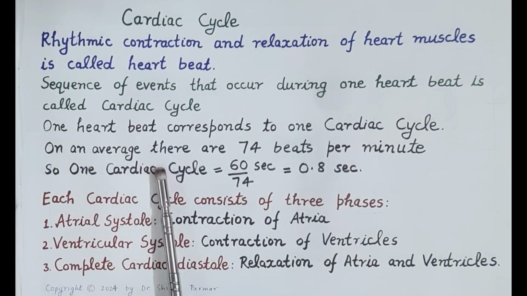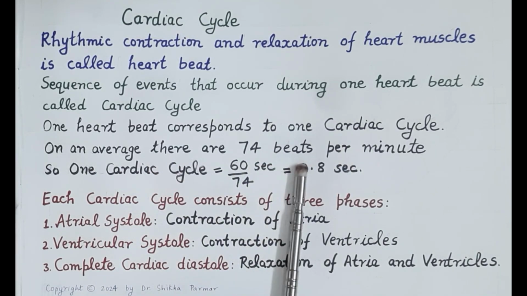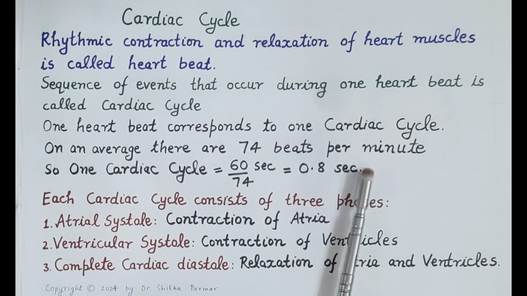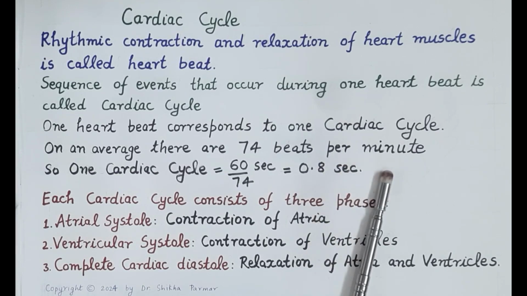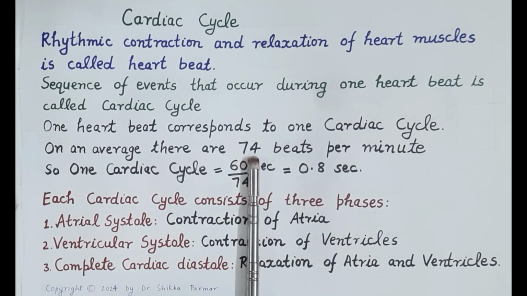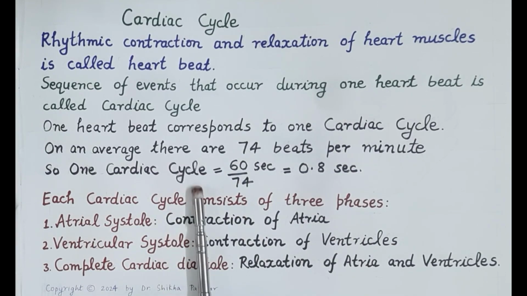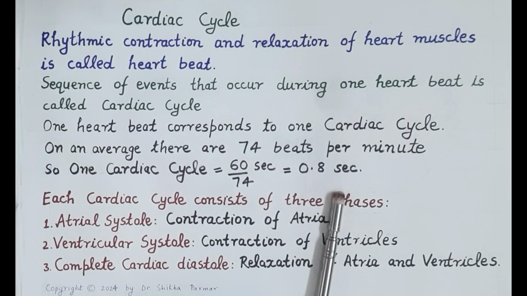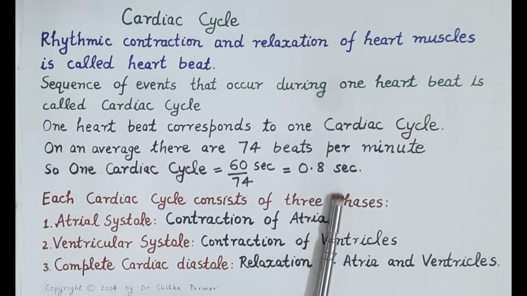Now, on an average, there are 74 beats per minute. So, this means that in a minute, there are around 74 cardiac cycles. So, one cardiac cycle is equal to 0.8 second. So, the duration of one complete cardiac cycle is 0.8 second.